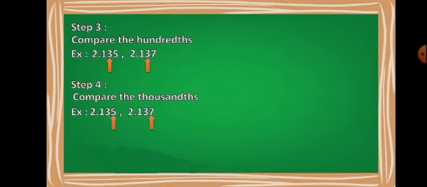The thousandths digits are 5 and 7. 5 and 7 are different numbers, so the thousandths are different because 5 is less than 7. So the answer is: 2.135 is less than 2.137.